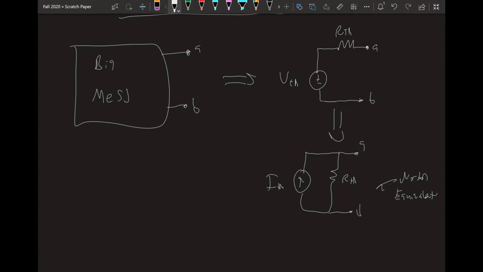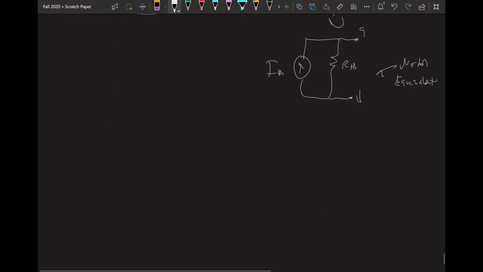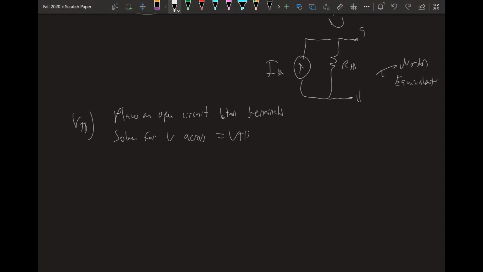So how do I calculate these components? V Thevenin, I Thevenin, R Thevenin. That would be useful, right? So here are the steps to do that. To calculate V Thevenin, between the terminals, you're going to place an open circuit. And then you're going to solve for the voltage across the terminals when they're open. This is basically simulating the max extreme of having an infinite load at the terminals. That V across is your V Thevenin.